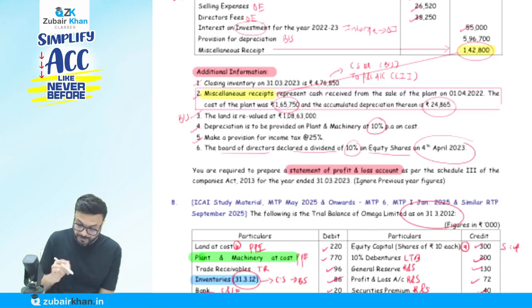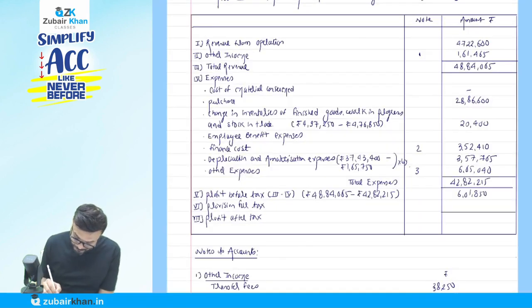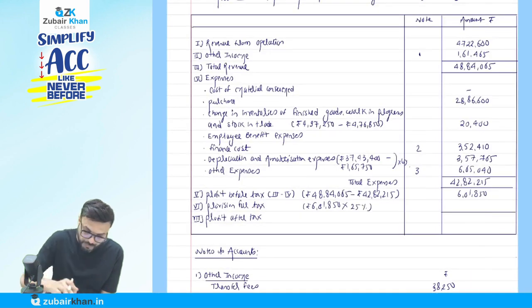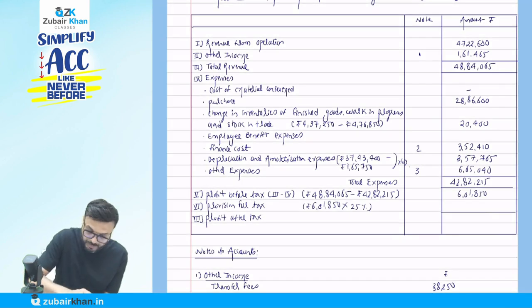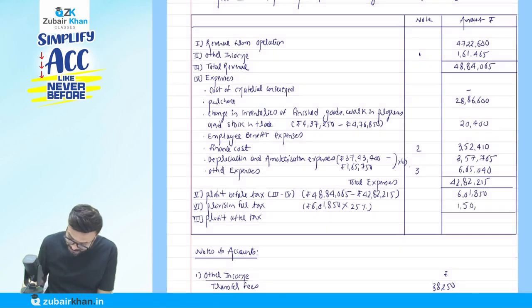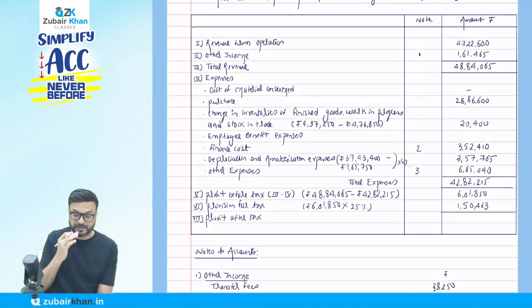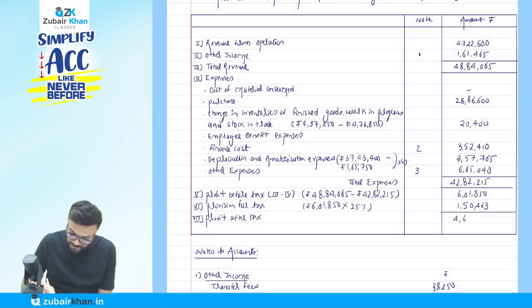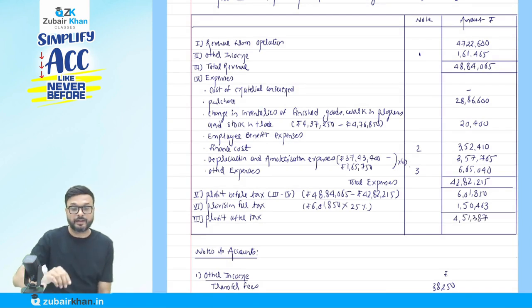What is the rate of tax mentioned? That is 25%. So 6 lakh 1,850 multiplied by 25% is coming to 1 lakh 50,462.5, and I round it off to 1,50,463. So 6 lakh 1,850 minus 1,50,463 is coming to 4,51,387. Okay, done. We don't have to prepare the balance sheet.